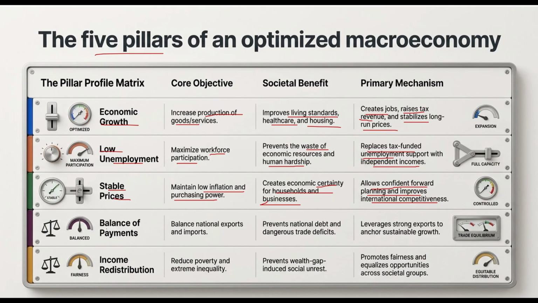Okay. Then we have the balance of payments. What is balance of payments? The balance in international trade, right? So balancing national exports and imports. So it prevents national debt and dangerous trade deficits and leverages strong exports to anchor sustainable growth. And the last one is income redistribution. This is the major goal, right? To reduce poverty and extreme inequality. And it prevents wealth-gap-induced social unrest.